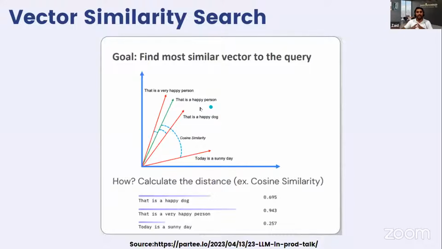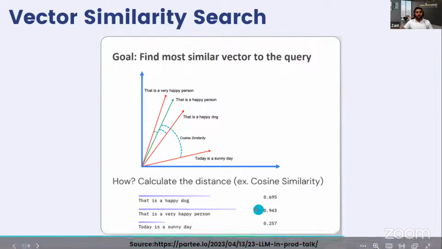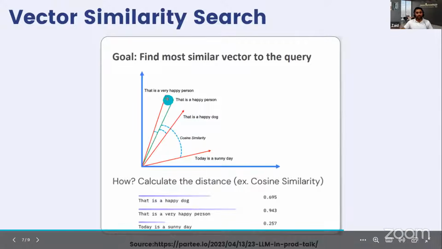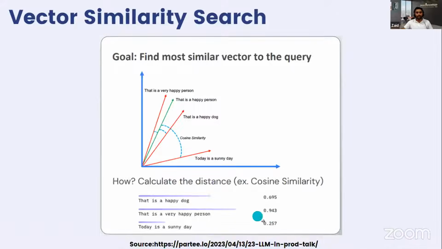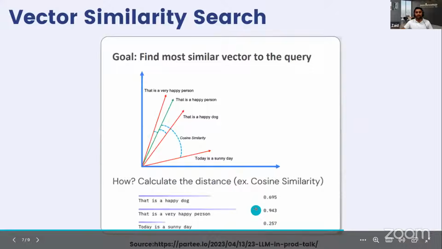So how does vector similarity search work? It works in a similar way to what we studied in our 10th grade mathematics of vector representation, that the difference between two vectors is the angle between them. So the vector database will calculate the cosine similarity between two vectors, and it will provide the similarity results. My question was, that is a happy person. It was 94% similar to this particular sentence, that is a very happy person. So you can see there is a 94% similarity between these.